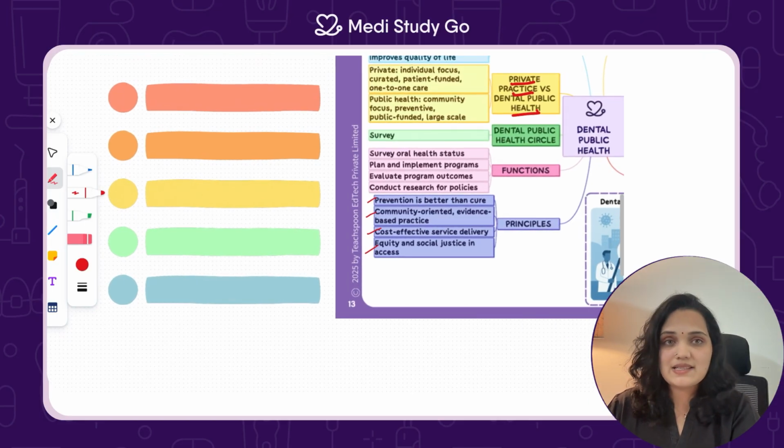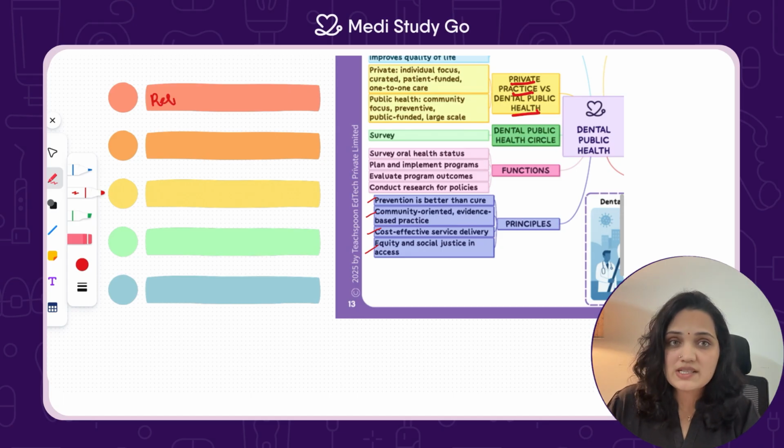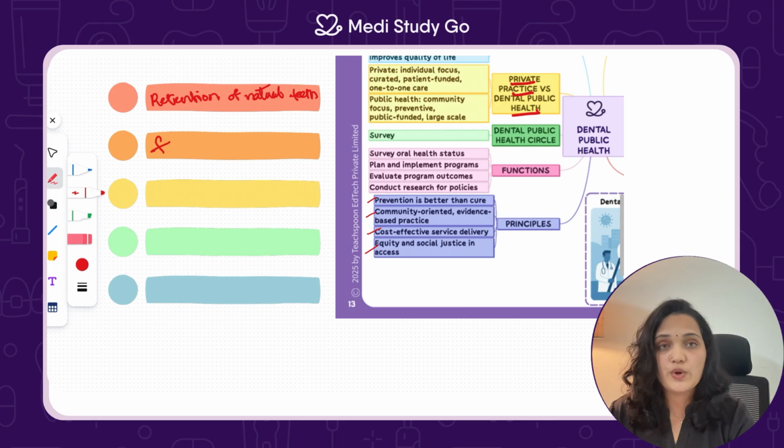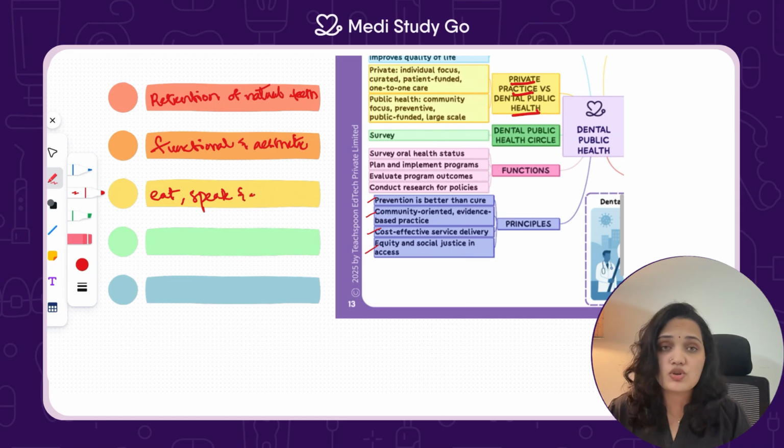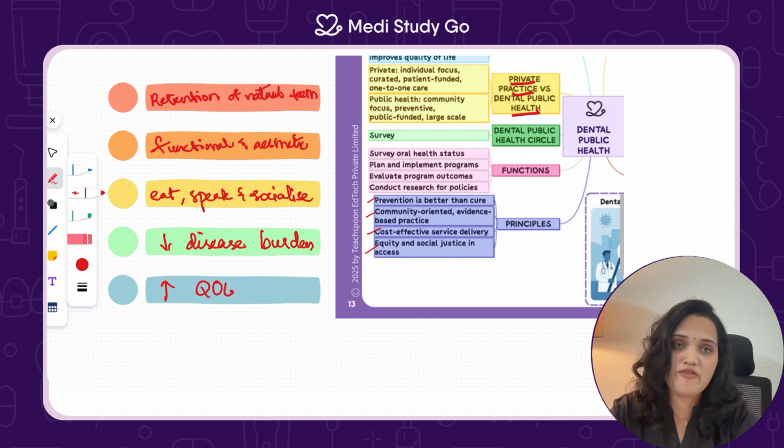Now, let's see some oral health goals. Ultimately, what is it that we want to achieve? Firstly, we want retention of natural teeth for life. We also want functional and aesthetic dentition. We want to be able to eat, speak, and socialize without discomfort. And we want to reduce the disease burden. Finally, we want to improve the quality of life of a person.